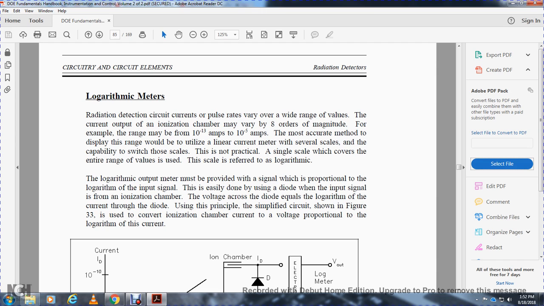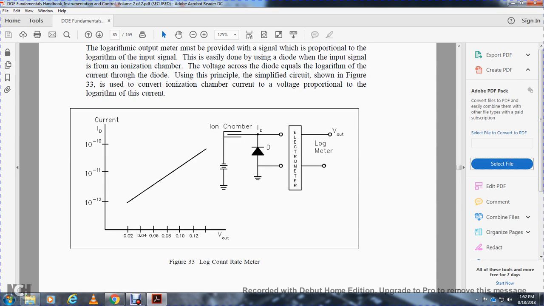The voltage across the diode is proportional to the logarithm of the current through the diode, using this principle in the simplified circuit shown in figure 33. If the current in the ionization chamber changes, the voltage is proportional to the logarithm of the current. Figure 33 shows the voltage output with the current, the ionization chamber, the diode, and the electrometer, the voltage log meter.